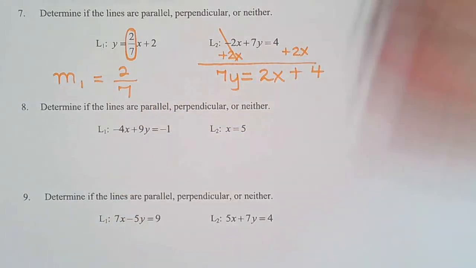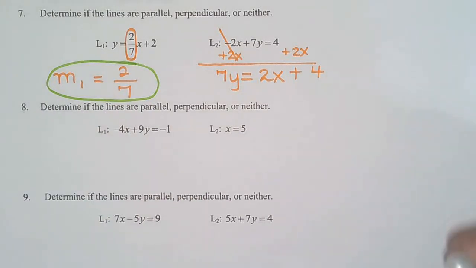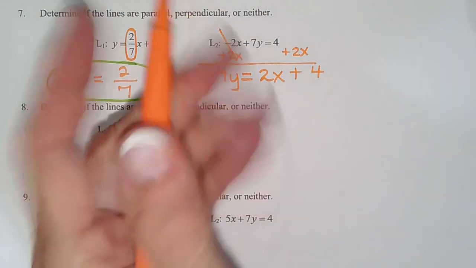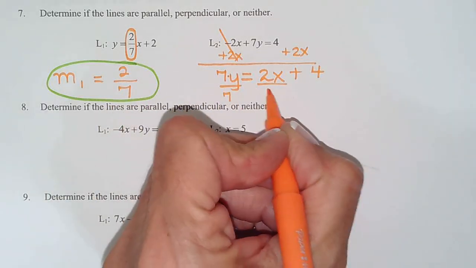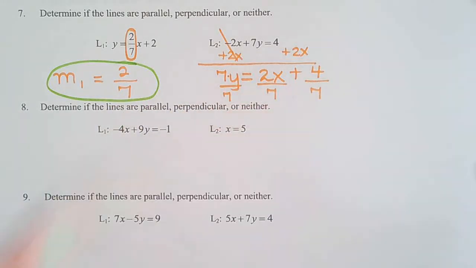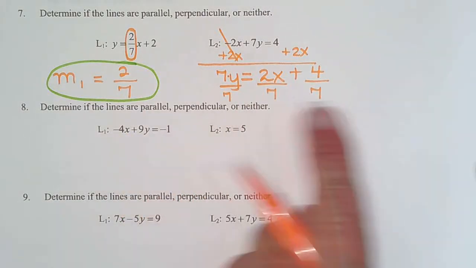And then last, we want to divide everything by 7, because the opposite of times 7 is divide by 7. And make sure you hit every term. Otherwise, your slope will be wrong or your y-intercept will be wrong. So there's 3 terms, so you should divide all 3 by 7.